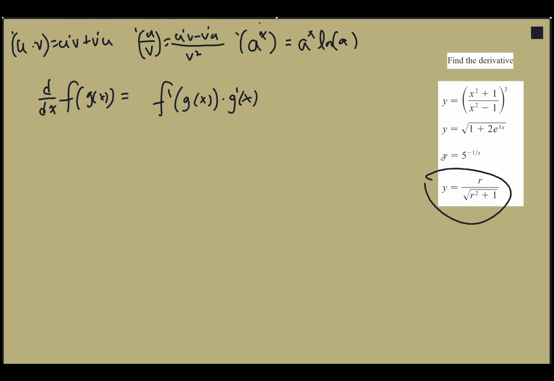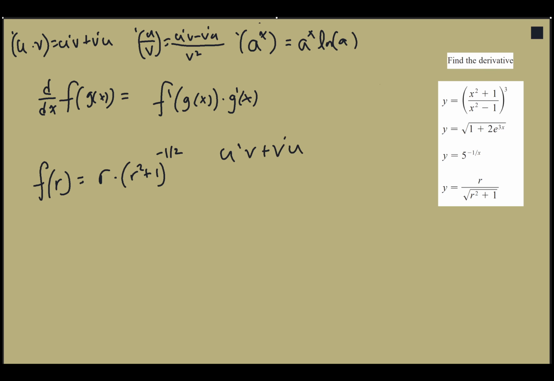So this one is a function of r. f of r equals r over the square root of r squared plus 1. And here's what I'm going to do, something sneaky, because I don't like using the quotient rule. It's extra work. I'm going to do r times r squared plus 1 to the negative 1/2. That's allowed. Now it's a product rule. And we know that that's u prime v plus v prime u.